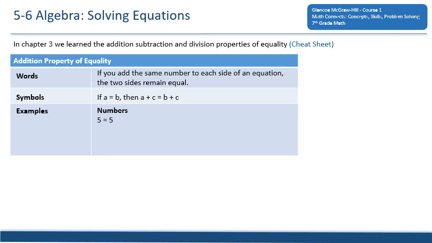In examples with numbers, 5 equals 5. If I add 3 to each side, 5 plus 3 equals 5 plus 3, so 8 equals 8. In algebra, x minus 2 equals 4. If I add 2 to both sides, I get x minus 2 plus 2 equals 4 plus 2. If I reduce everything, x equals 6.